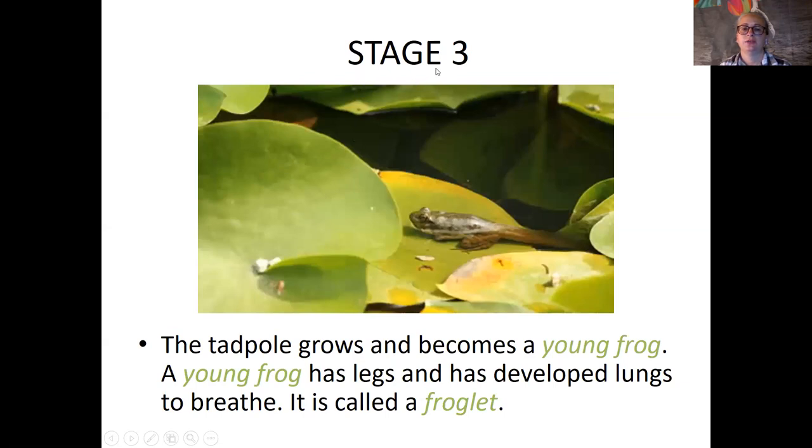Then we have stage three. The tadpole grows and becomes a young frog. A young frog has legs and has developed lungs to breathe. It is called a froglet. A froglet looks like a small frog, but it still has its tail. That's the only difference between an adult frog and a froglet, is the tail.